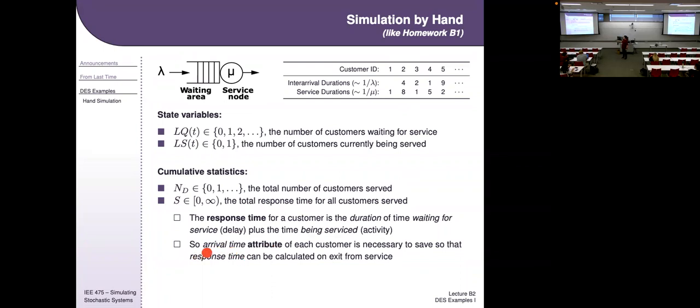And the arrival time we can view as an attribute of each customer that we have to save. In order to calculate response time, when the customer leaves, we have to keep track of when they arrive to do that math. So that is our attribute in this system, the arrival time. Every customer, the instant they arrive, gets stamped with an arrival time, so we can remember that for future math. Now, as I mentioned on the homework, there's also an F, which is the number of customers that have taken 5 minutes or longer in their response time, but I'm not going to do that in this example.